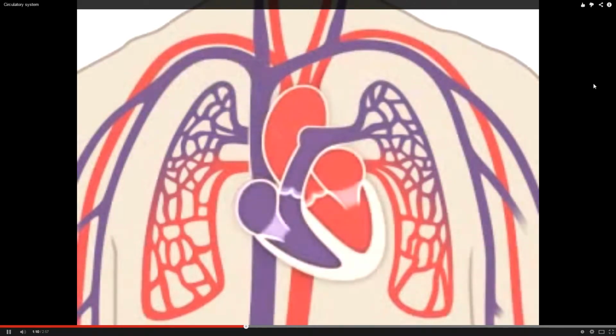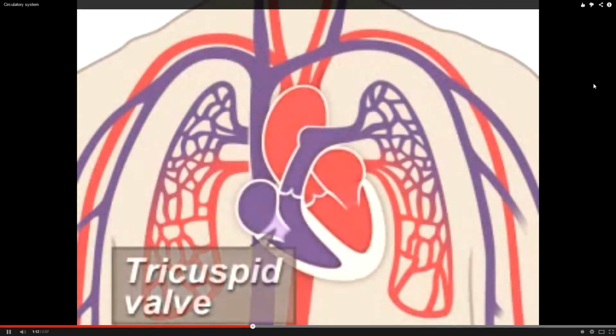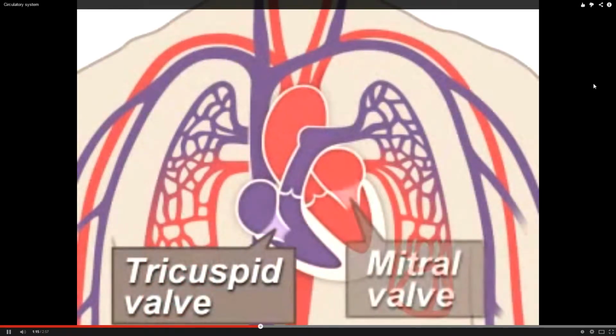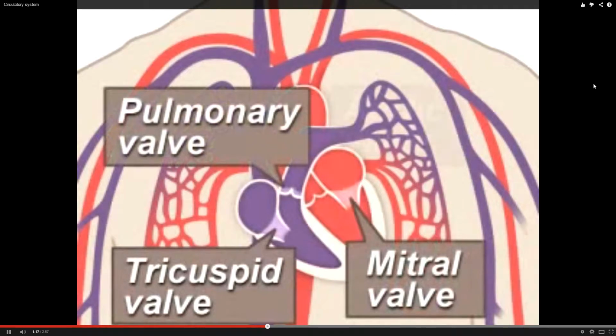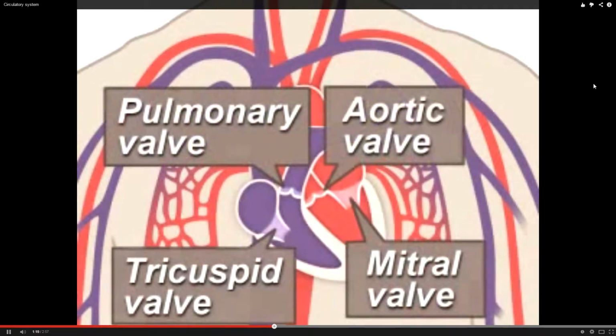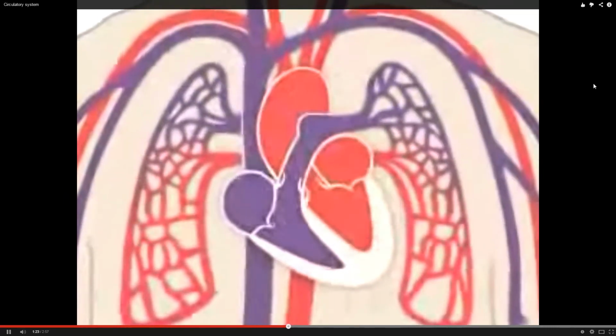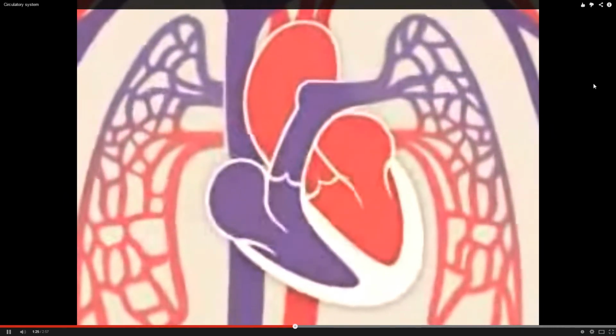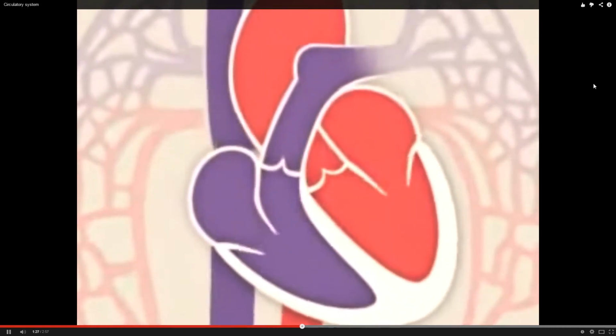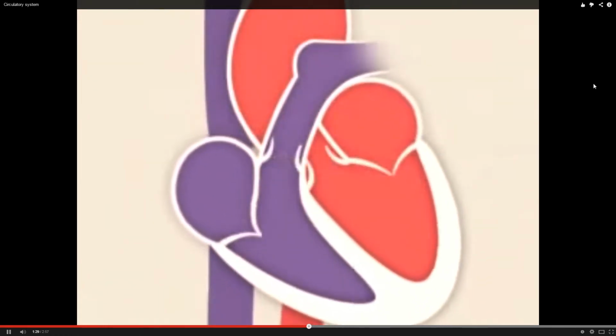4 valves within your heart keep your blood moving the right way. The tricuspid, mitral, pulmonary and aortic valves work like gates on a fence. They open only one way and only when pushed on. Each valve opens and closes once per heartbeat, or about once every second.